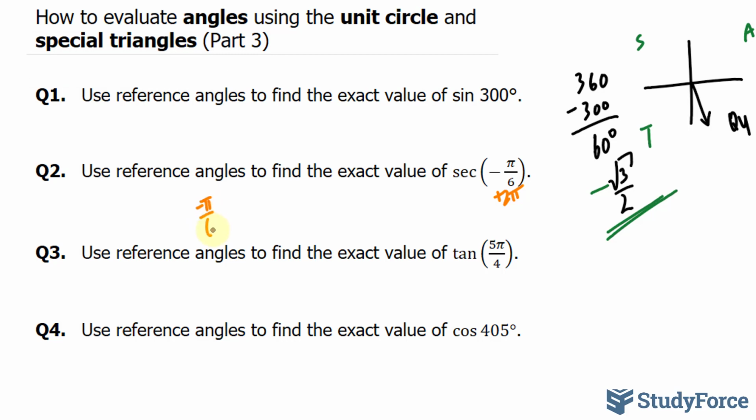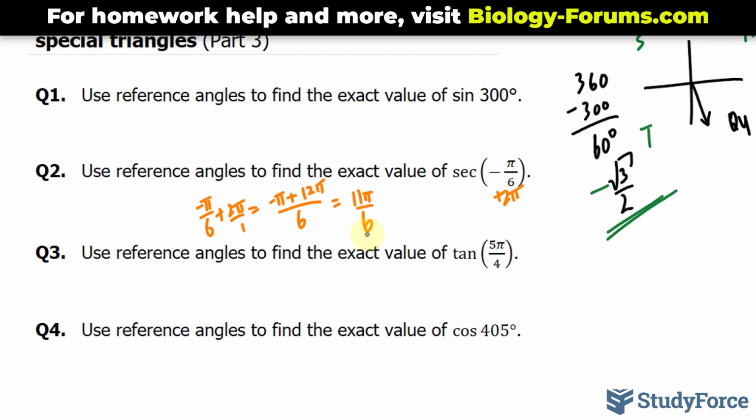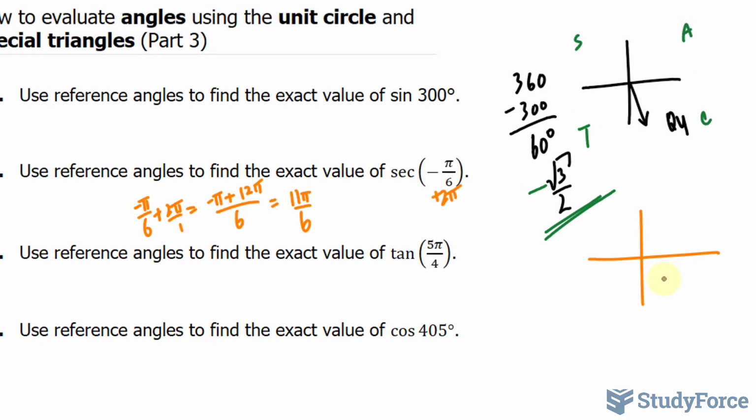We have negative pi over 6 plus 2 pi. If we add 2 pi to negative pi over 6, we find a common denominator, which is 6. Then we cross multiply. 6 times 2 pi is 12 pi, and 1 times negative pi is negative pi. Adding these numbers up, we end up with 11 pi over 6. 11 pi over 6, if you were to draw it as a terminal side on a polar plane, it would be somewhere in the 4th quadrant. In fact, it would be 1/12 less than a full circle.